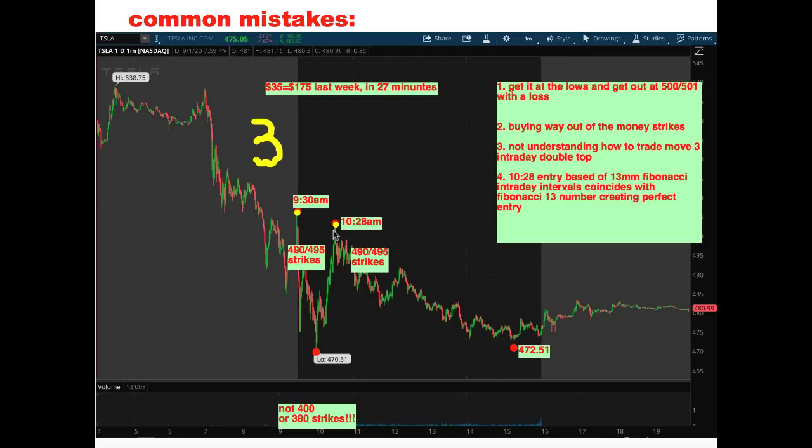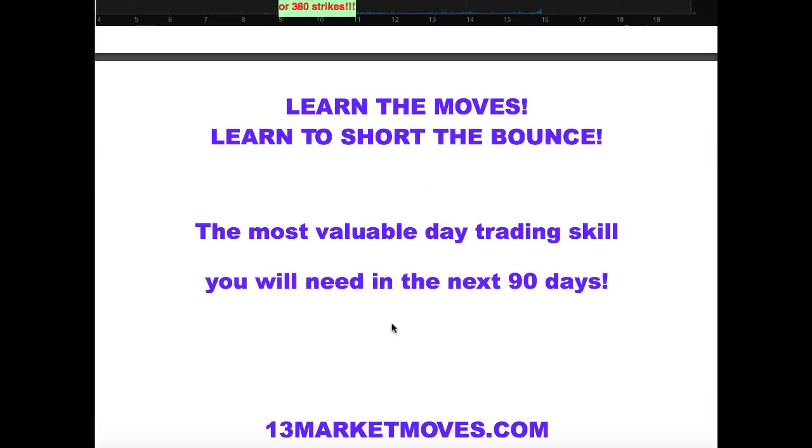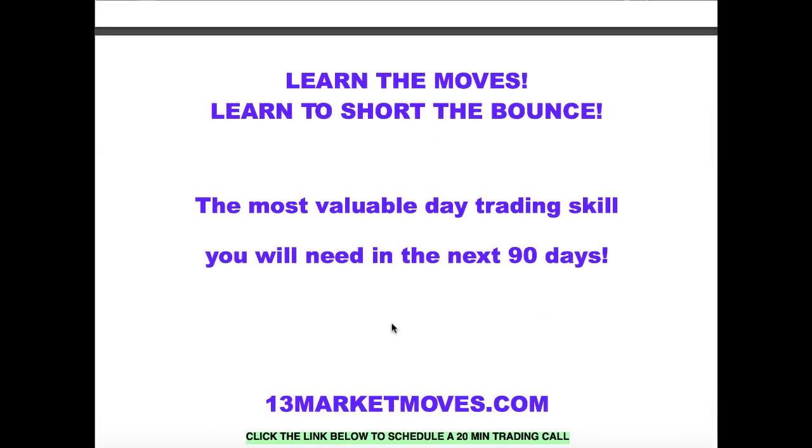The people that jumped out of these Tesla puts by watching the bounce in Tesla did not understand how to trade the move 3, and did not understand that the 10:28 time interval is highly significant based off the 13 market moves, entries, and exits. Understanding all these criteria is what separates somebody that makes money as a day trader from somebody that doesn't, that just goes to Yahoo Finance and watches the net change for the day. So if your goal is to become a better trader, learn the moves, learn to short the bounce, and do it the right way.